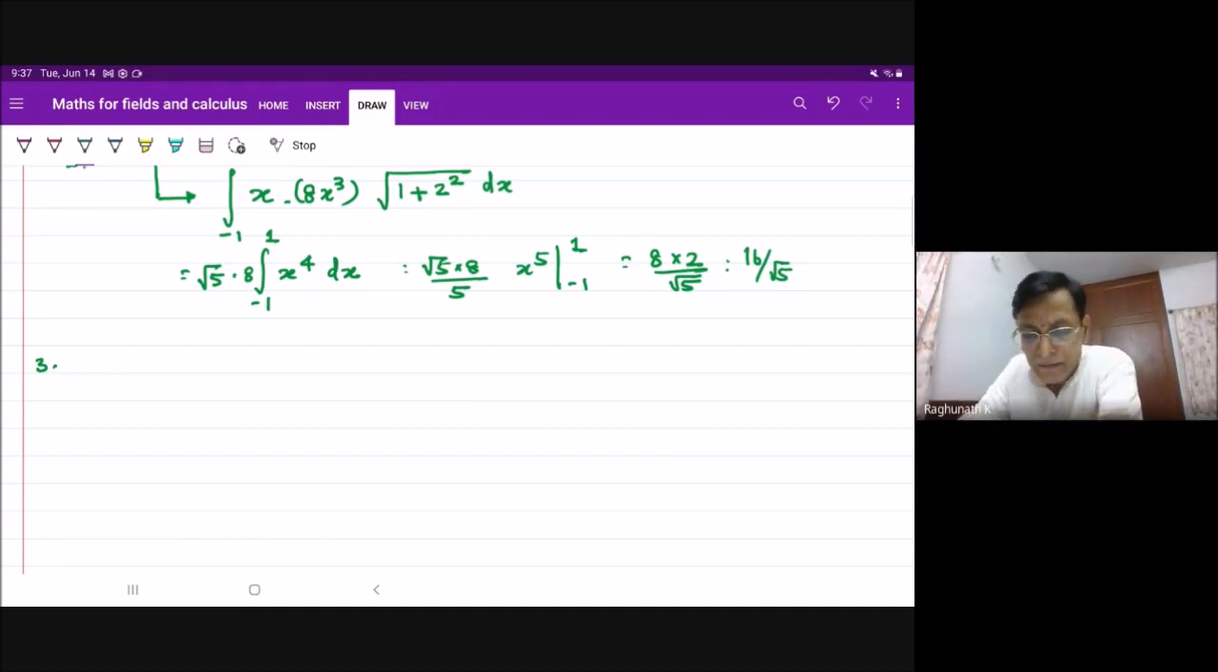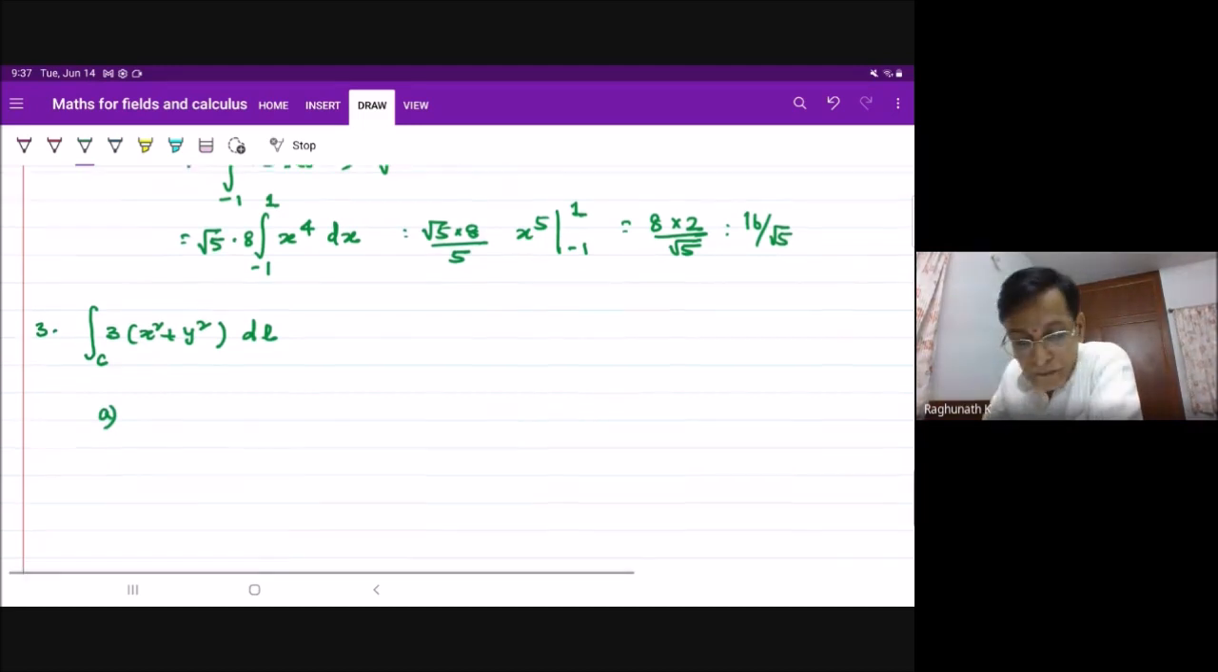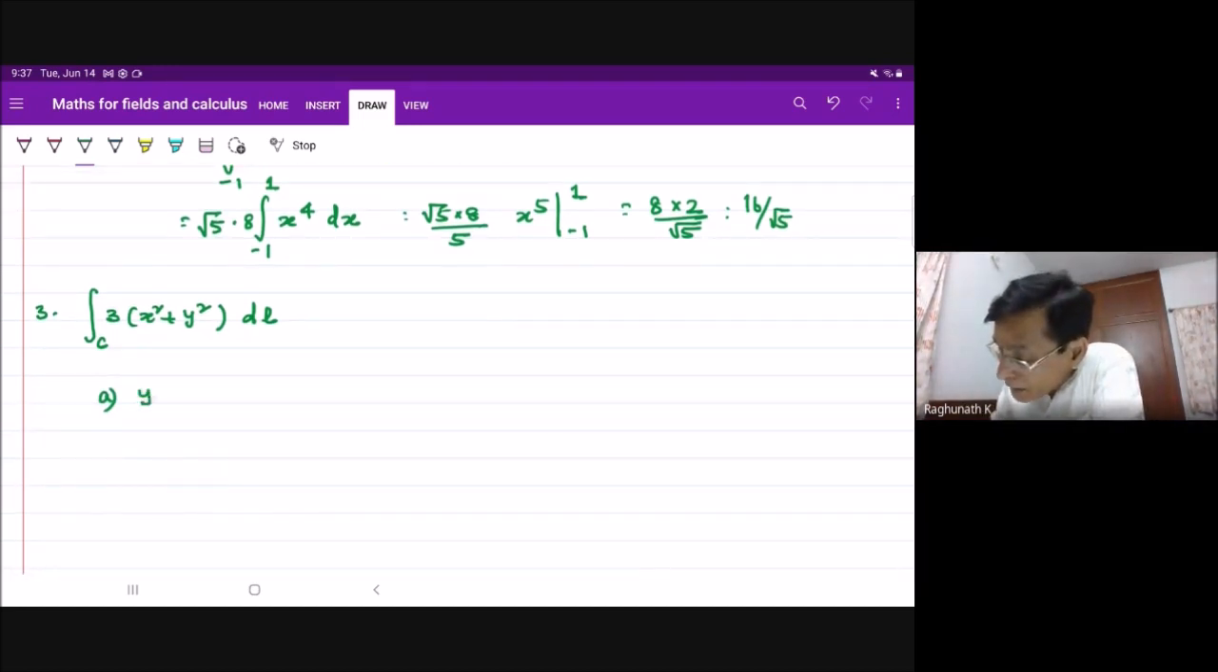One specific thing is, I want to evaluate it now. The integral to be evaluated is 3 into x squared plus y squared, this is not changing, dl, along the path y is equal to x from 0, 1 to 1, 0.